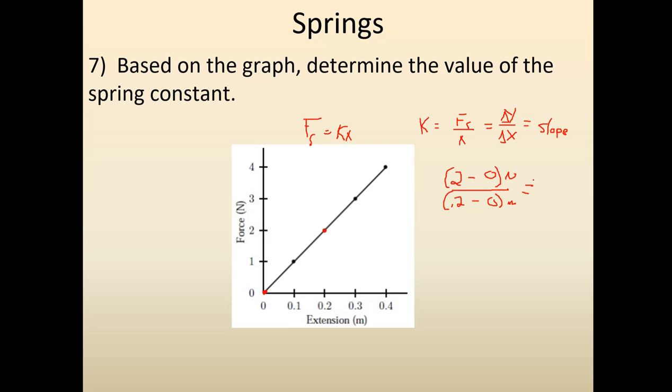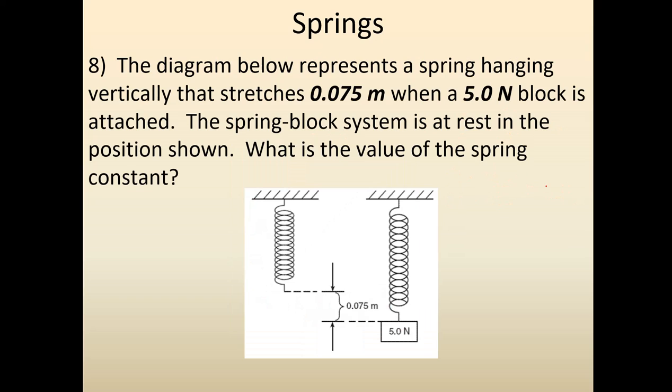So when I plug that in, 2 divided by 0.2, I end up getting 10 newtons per meter. You could also see it in the units that you're dividing them, so it's going to be a slope. All right, here's the next question. Pause the video, work it yourself, and we'll go over it in a second.